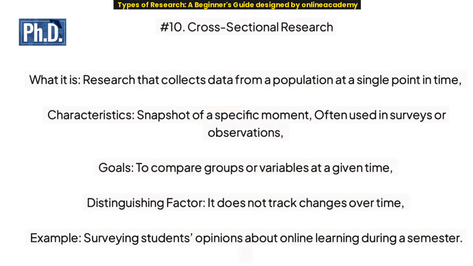Number 10. Cross-sectional research. What it is: research that collects data from a population at a single point in time. Characteristics: snapshot of a specific moment, often used in surveys or observations. Goals: to compare groups or variables at a given time. Distinguishing factor: it does not track changes over time. Example, surveying students' opinions about online learning during a semester.